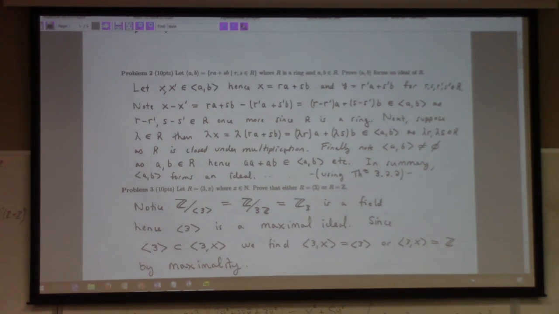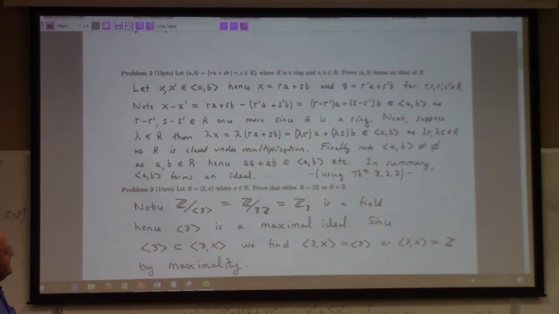Here, problem two. Something that almost was universally forgotten: you do need to make sure that there's actually something in here. The ideal test requires you to show it's not empty. I use the fact that A and B are in here to give me that A plus B is a combination that has to be in here, because if A and B are in here, then it's a combination.